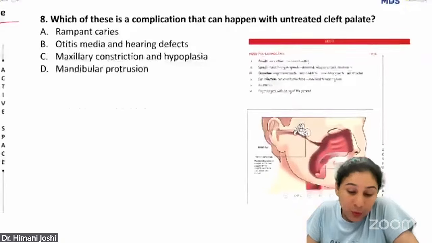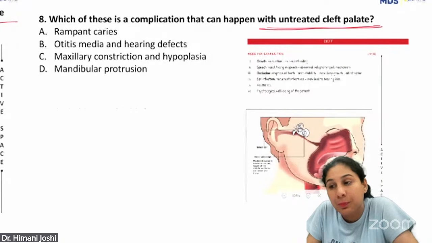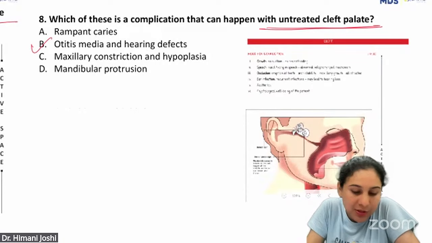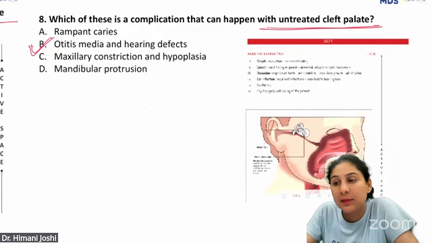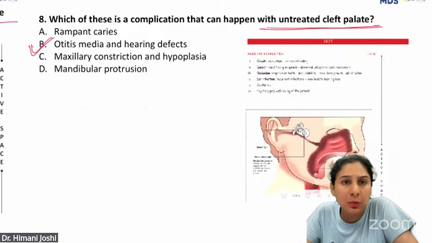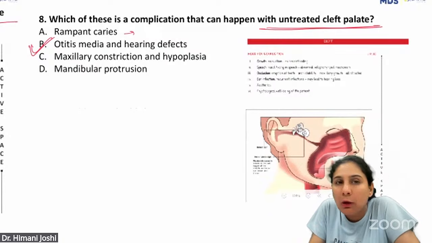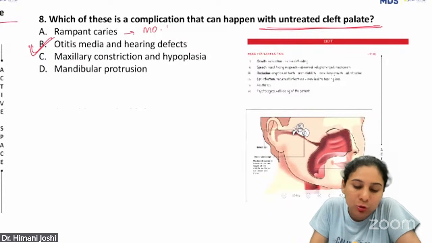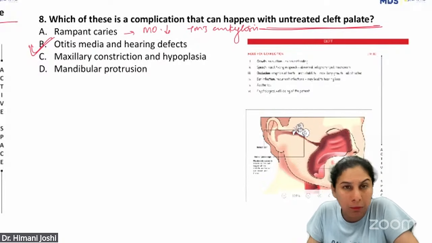All right. Okay. Which of these is a complication that can happen with untreated cleft palate? And I'm very happy that all of you have marked B, which is the correct answer. Otitis media and hearing defects. Hemlata, Preetham, Abinjos, Harshal, all of you are absolutely correct. Okay. Rampant caries, there is no problem with mouth opening. So this usually happens when the mouth opening is decreased, like TMJ ankylosis. So this will not happen in cleft. Yeah, so mouth opening is not a problem.